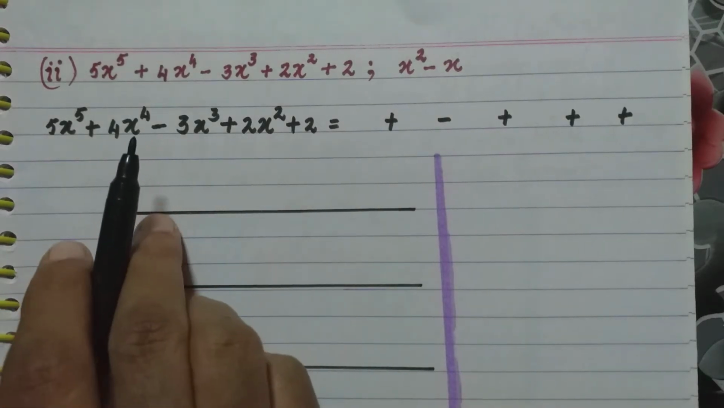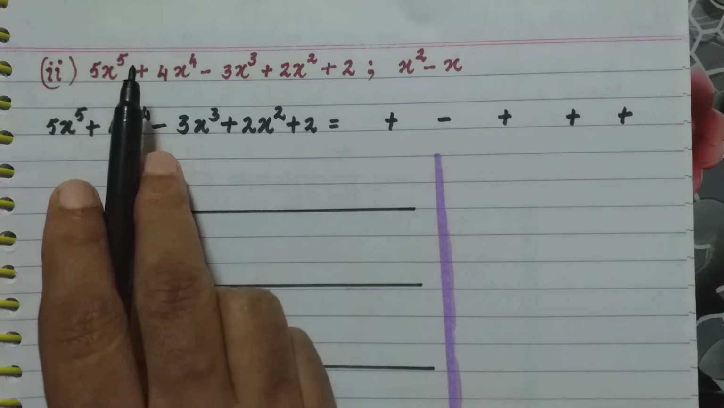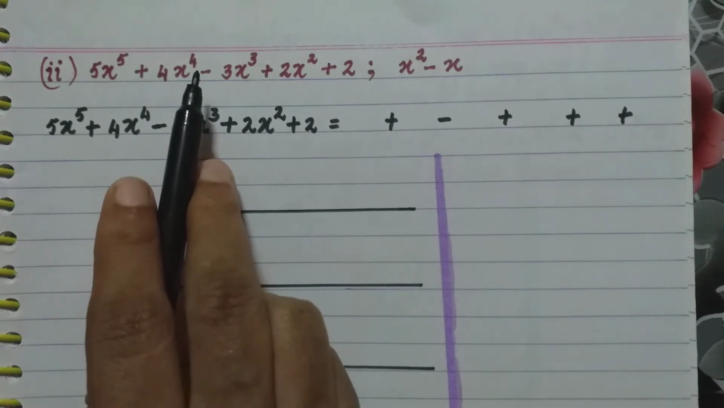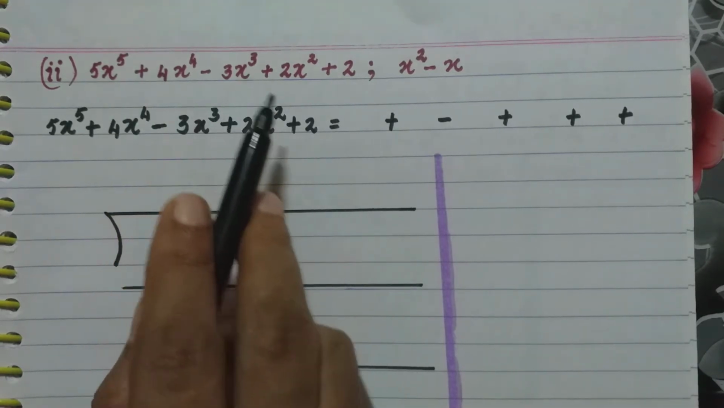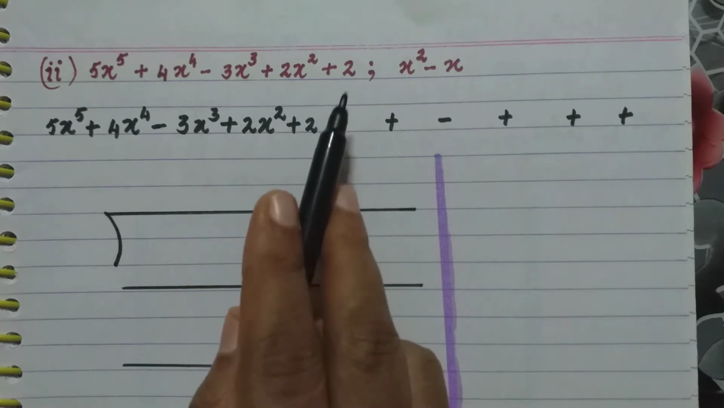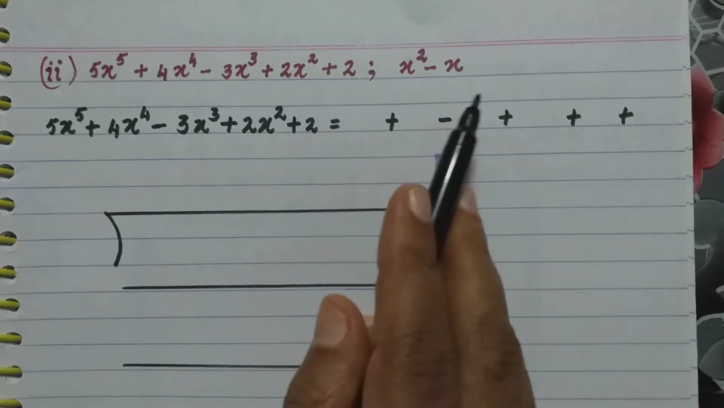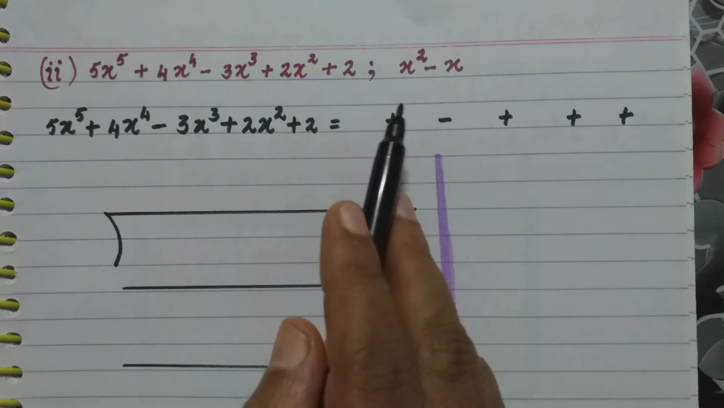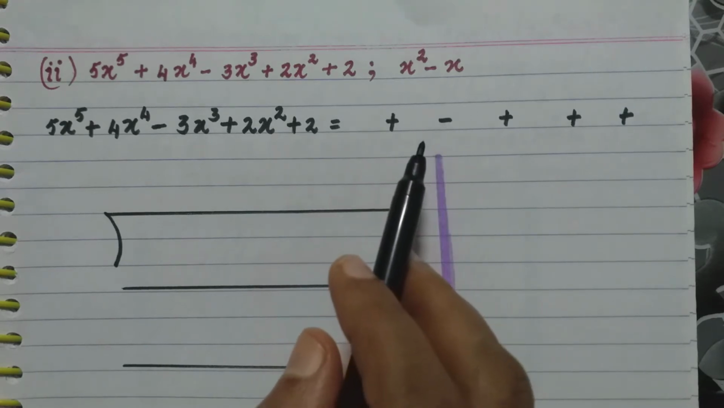We go to the second sub question. We have 5x raised to 5 plus 4x raised to 4 minus 3x cube plus 2x square plus 2, and the divisor is x square minus x.